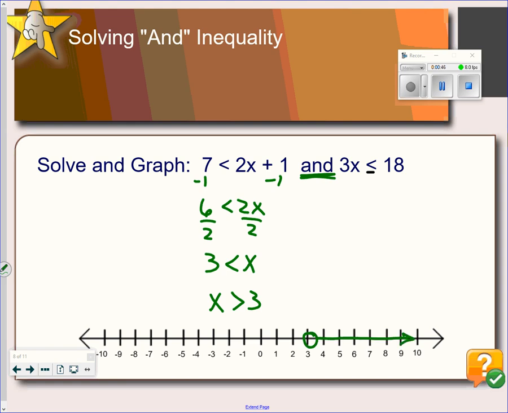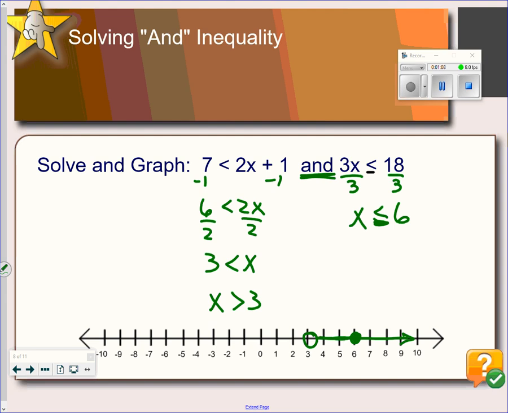In the second half of the inequality, we have 3x less than or equal to 18, so we divide by 3 on each side. We get x is less than or equal to 6. Since it's got the equal sign here, you have to color in the circle, and less than goes left.